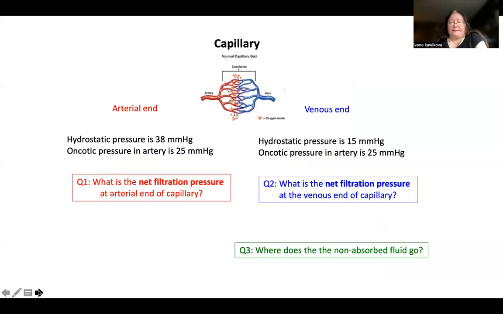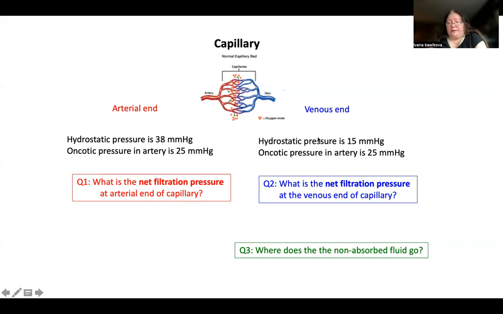So now we have an example of the forces that can be changed. If we are at the arterial end and we have net hydrostatic pressure of 38 millimeter mercury and oncotic pressure of 25 millimeter mercury, what is the net filtration pressure at the arterial end? Hydrostatic pressure is an outward force and the oncotic pressure inward. So 38 minus 25 millimeter mercury gives you 13 millimeter mercury of net filtration pressure.